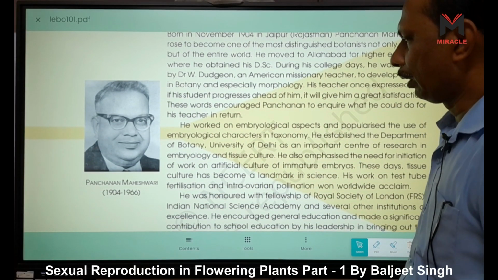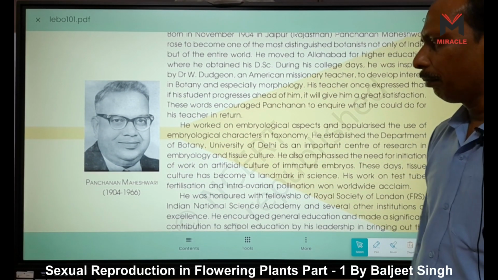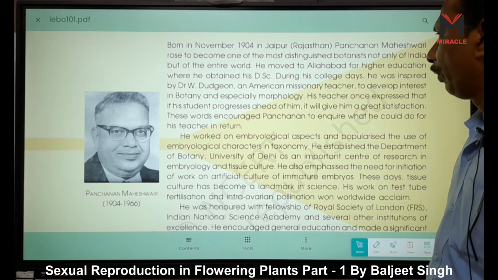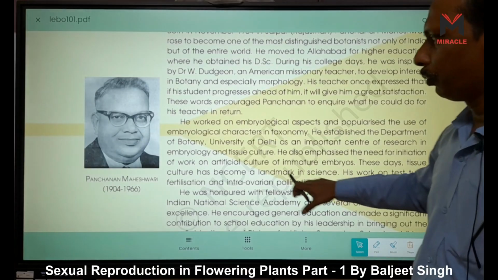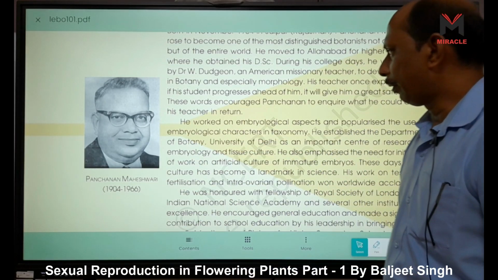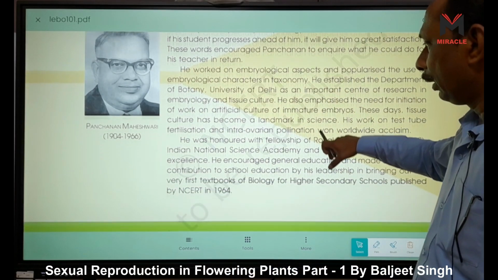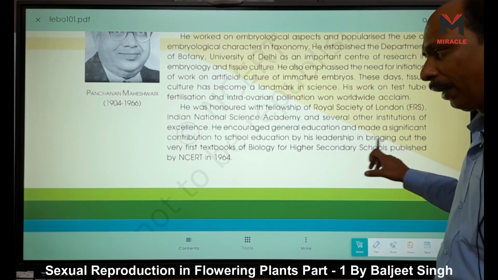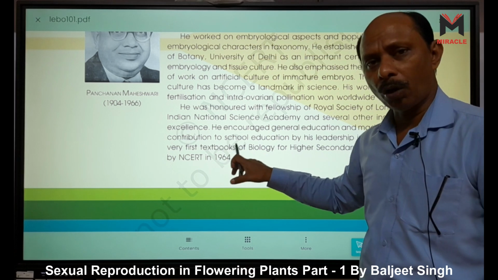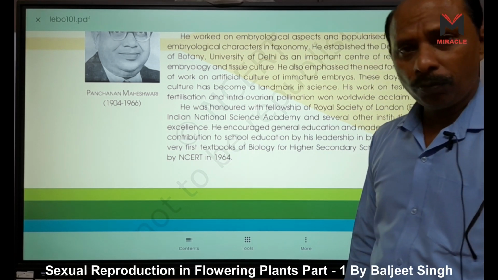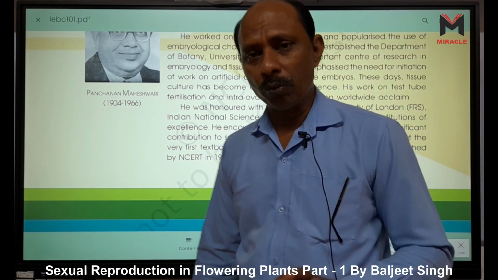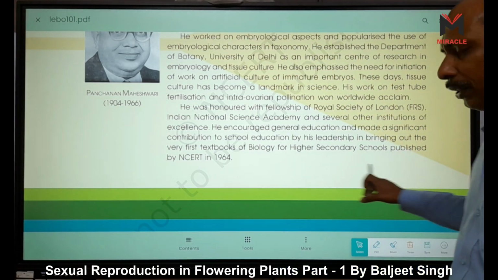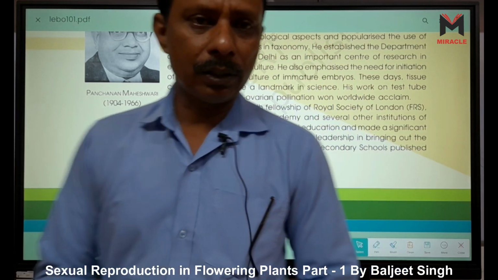The scientist given here is the Indian scientist Panchanan Maheshwari, right? Why is he very important here? Panchanan Maheshwari belongs to Jaipur, Rajasthan. He is the person who brought out the very first textbook of biology for higher secondary schools, published by NCERT in 1964.